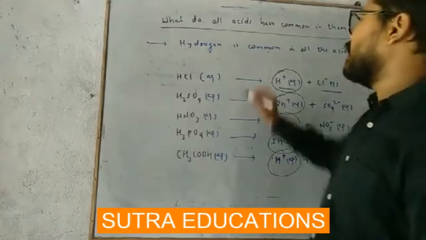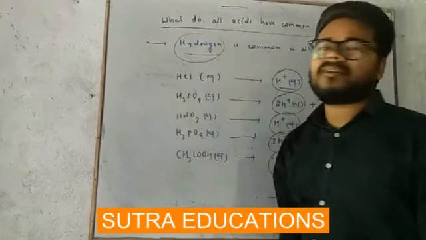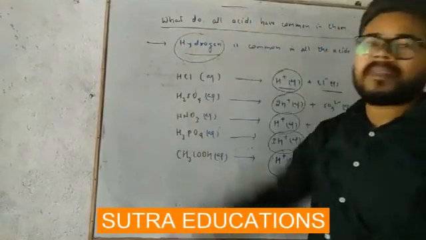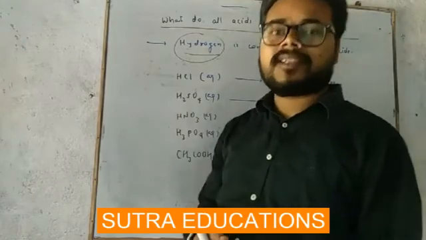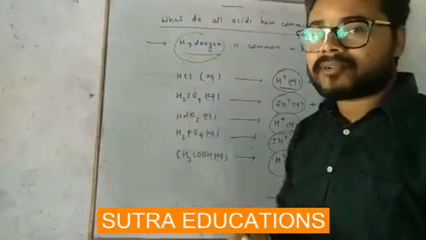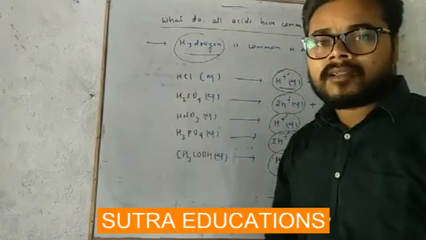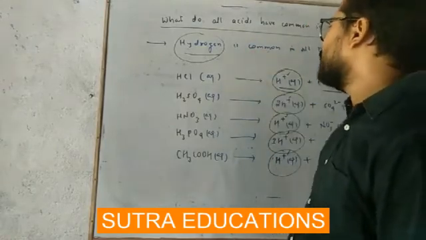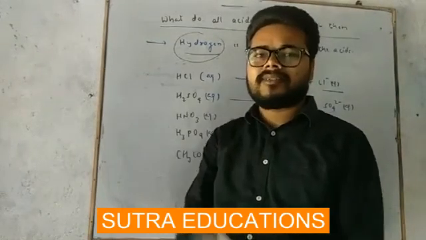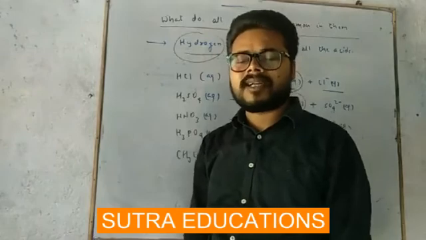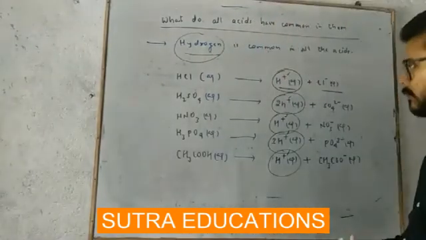So what do all acids have in common? It is hydrogen, and not just hydrogen, we will say hydrogen ion. Actually it is hydrogen, but when acid is dissolved in water, it gives hydrogen ion. You can see here H+, H+, H+. So hydrogen ion is common in all the acids. Hydrogen is common, and the hydrogen is given out as hydrogen ion, H+ ion. Now one very important thing.